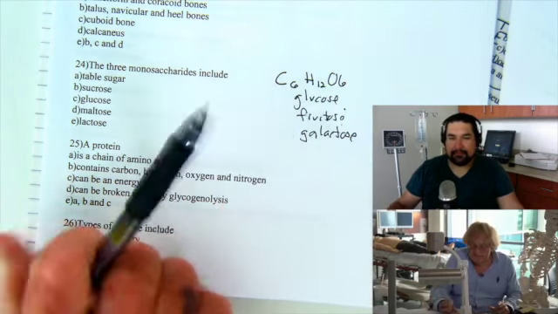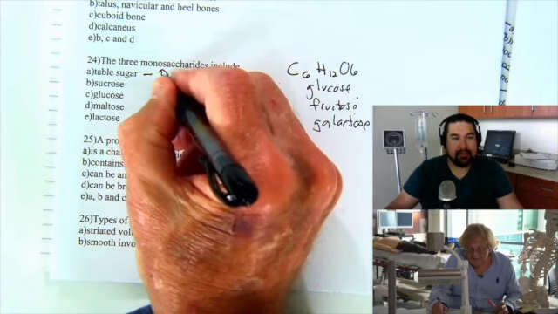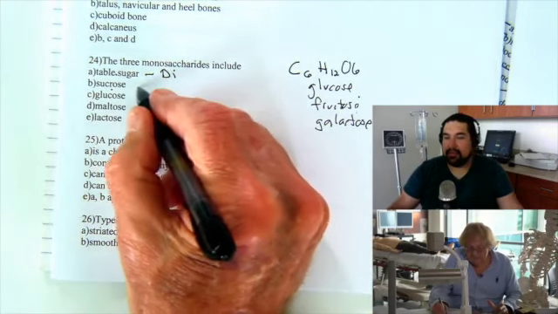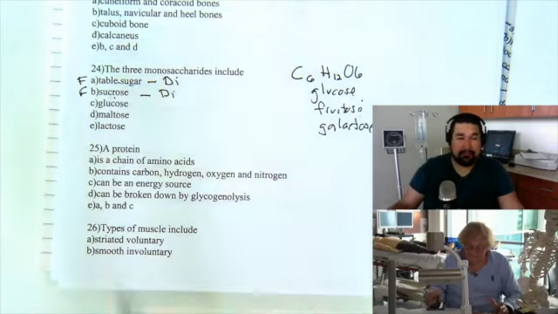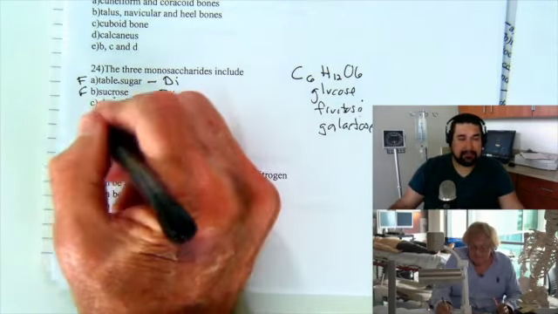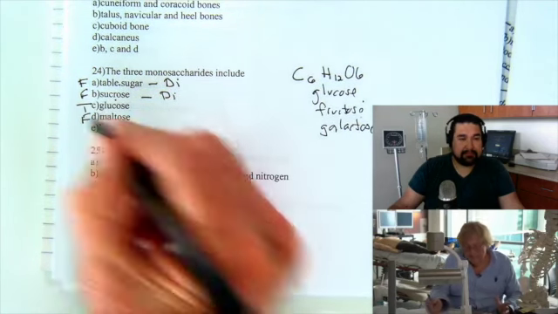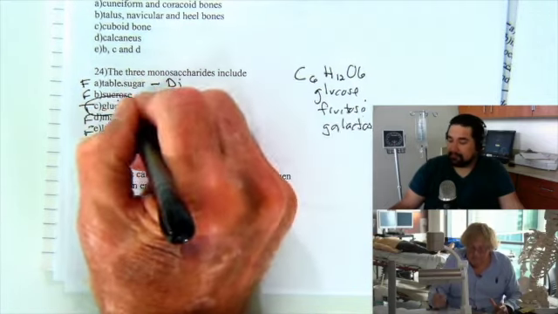So let's see. Table sugar is a disaccharide. That's sucrose. So since sucrose and table sugar are the same thing, because that's a di, that's false and that's false. The 3 monosaccharides include glucose. That's true. Not maltose. That's false. Not lactose, because that's milk sugar. False. So the only right answer is glucose.